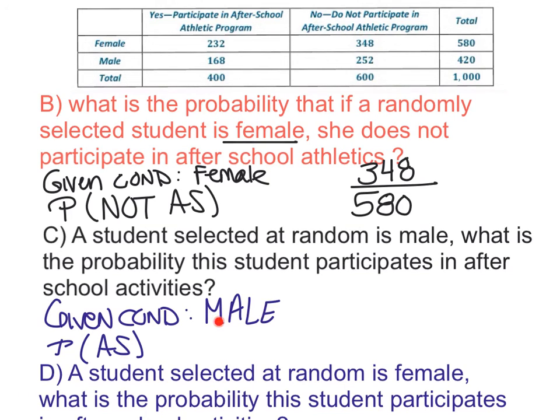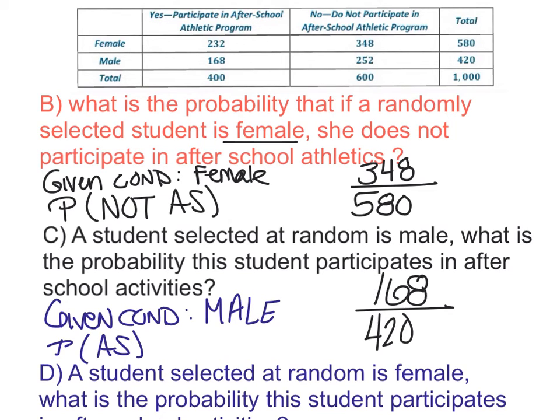Okay, so again, start with the given condition. That's where you're looking. The given condition is that you're male, so you are going strictly to the male row. Everything's got to be in this row. So my total is 420. So there's my total probability. And now I'm looking to find the probability you're in after school. So I'm only looking in this row, and the probability that I'm in after school is 168.